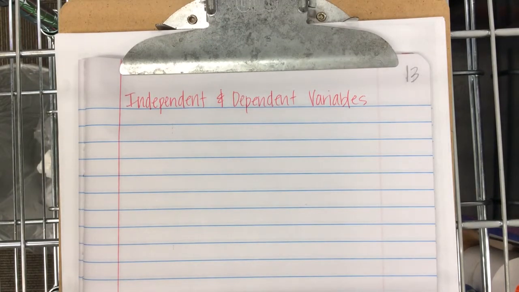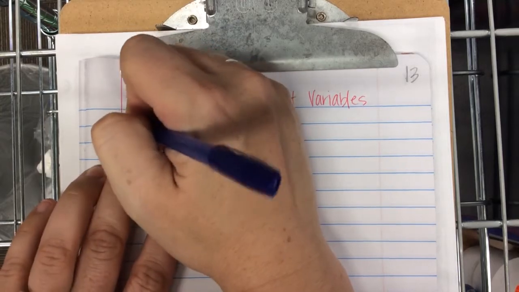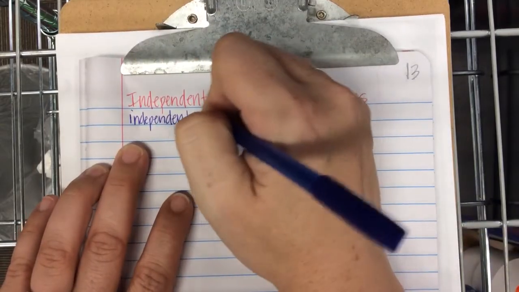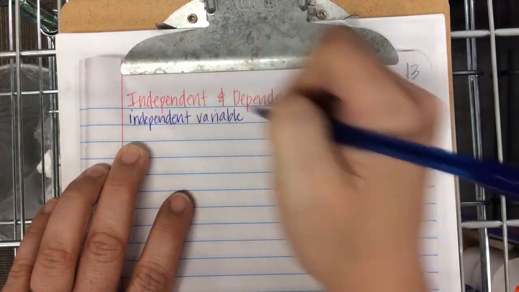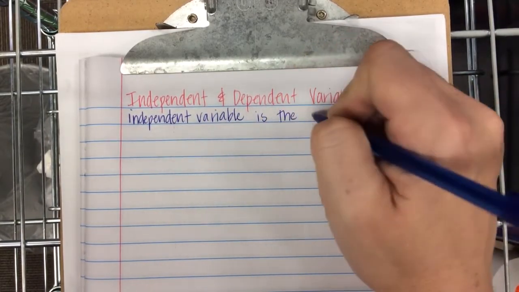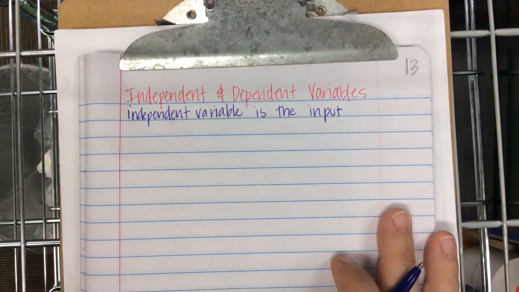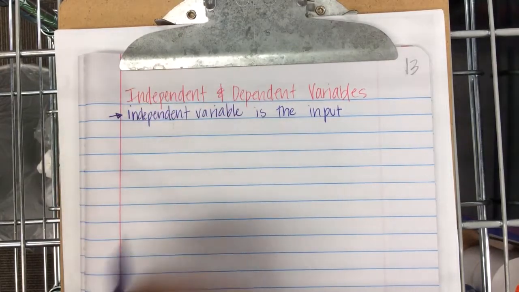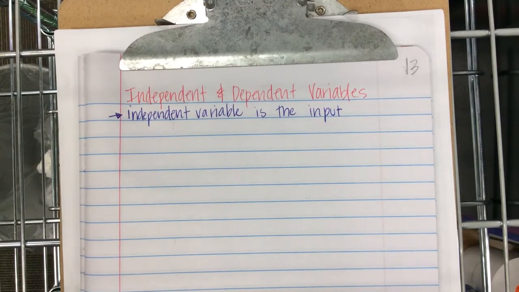Okay, so let's talk about independent versus dependent variables. An independent variable is the input. It's what you put into the problem. If I worked 5 hours, I put in my 5 hours to find out how much money I get.